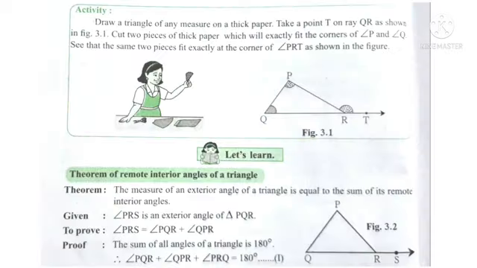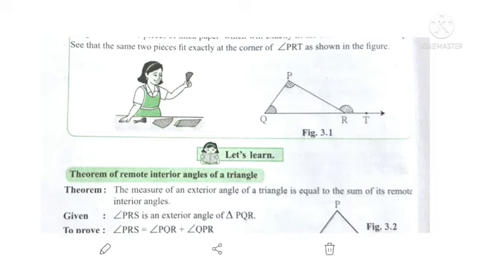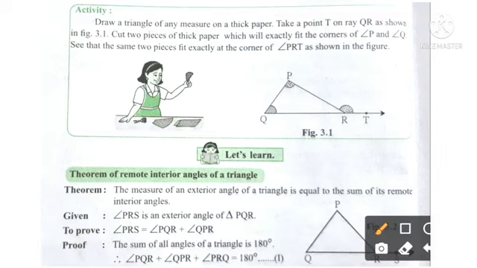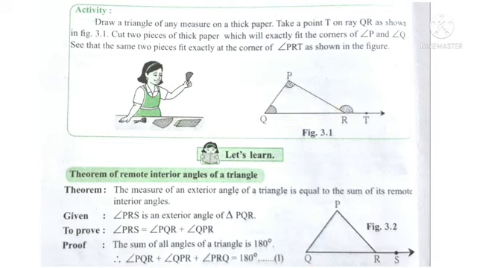Now one more point we will see. What is the exterior angle? See the figure. See students in the figure. What is the exterior angle? Observe here. Triangle PQR is given. Okay, and PRT. See, in the triangle, this angle is the exterior angle. Okay, so angle PRT is the exterior angle of triangle PQR.